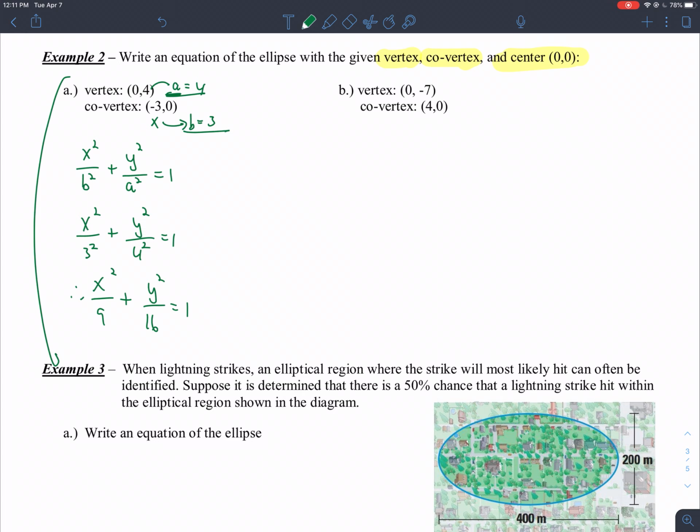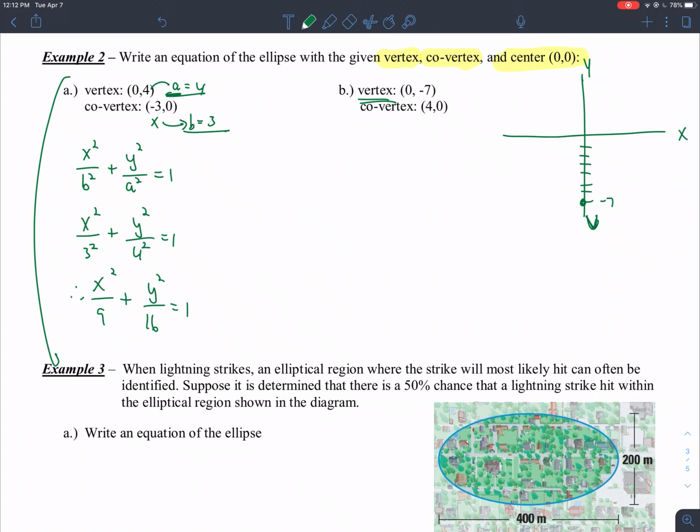Okay, so I'm gonna do another example, letter B, but this time I'll draw a picture and maybe that'll make more sense to you. If you draw a picture, I'm just gonna draw axes there, X and Y. And I'm going to draw the picture. It says the vertex is at 0, -7. 1, 2, 3, 4, 5, 6, 7. So -7 here. So this is a vertex.